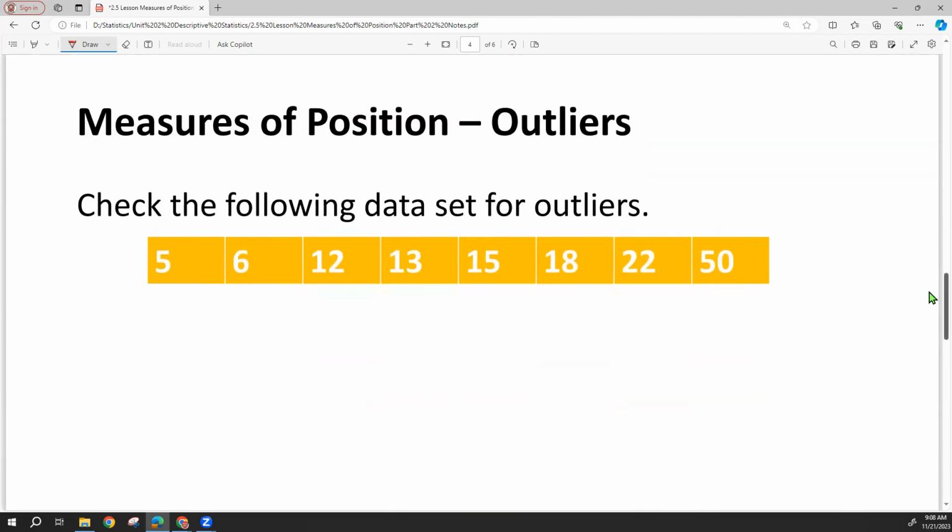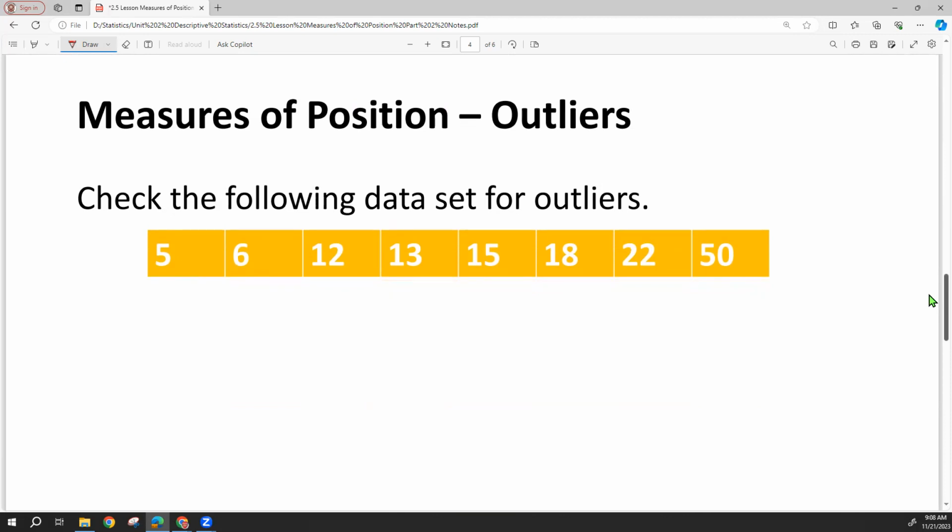And one of the things that that IQR measure does that's really nice is it allows us to determine, do we have any outliers in our data set? Outliers are unusual points.